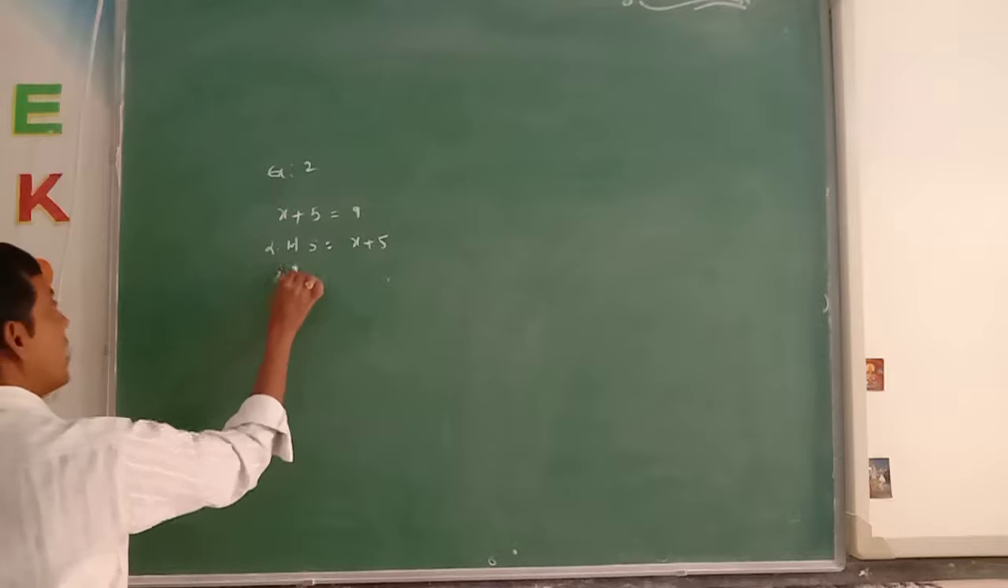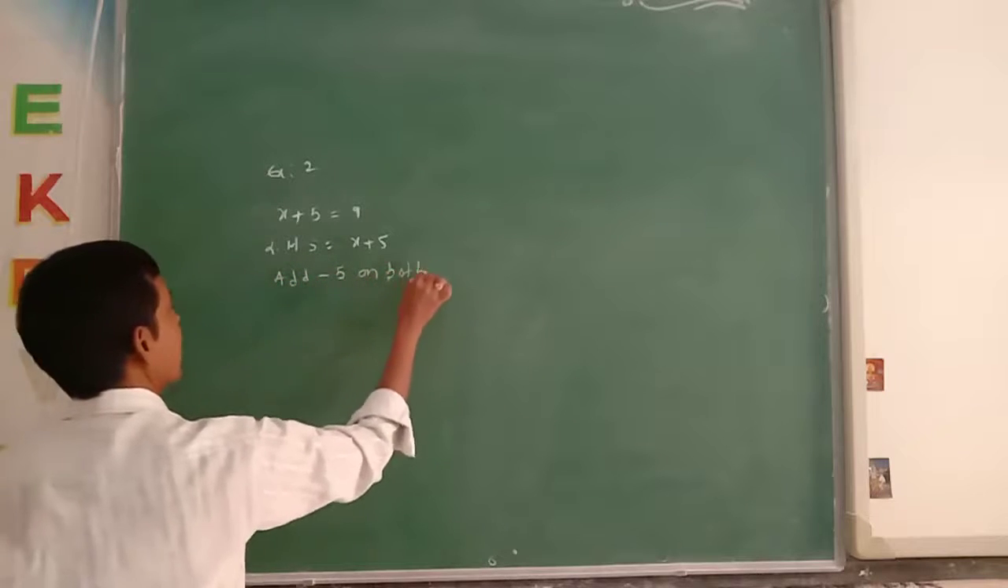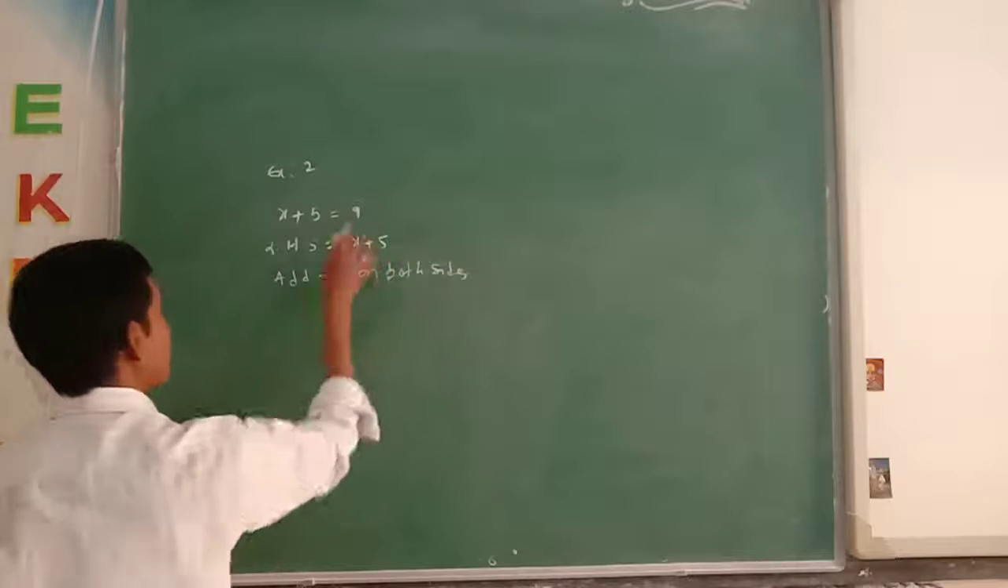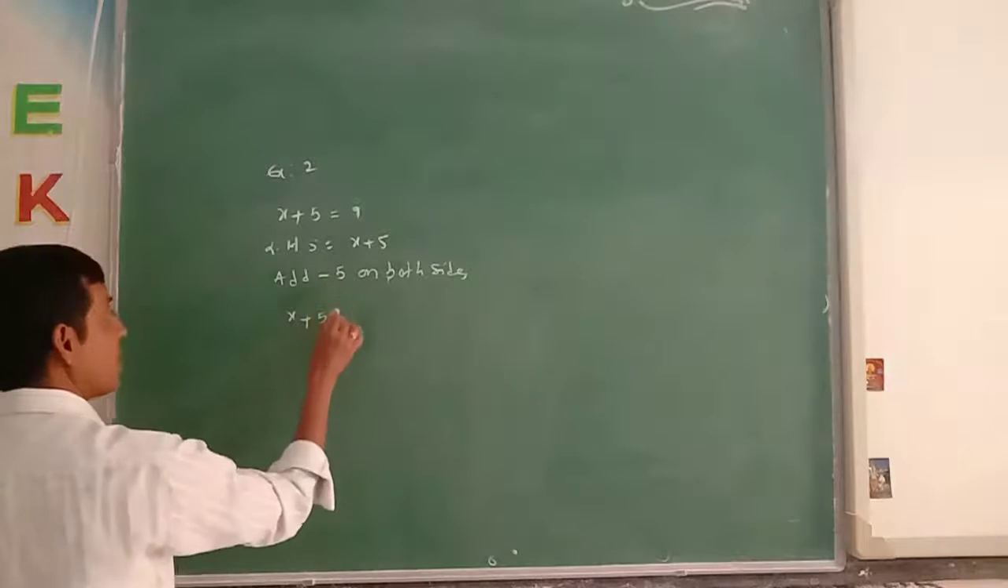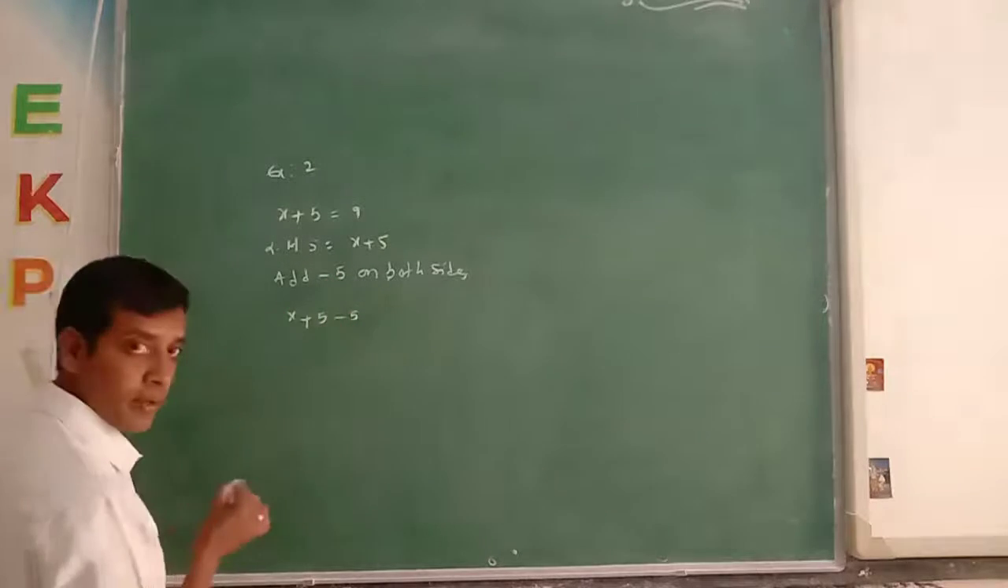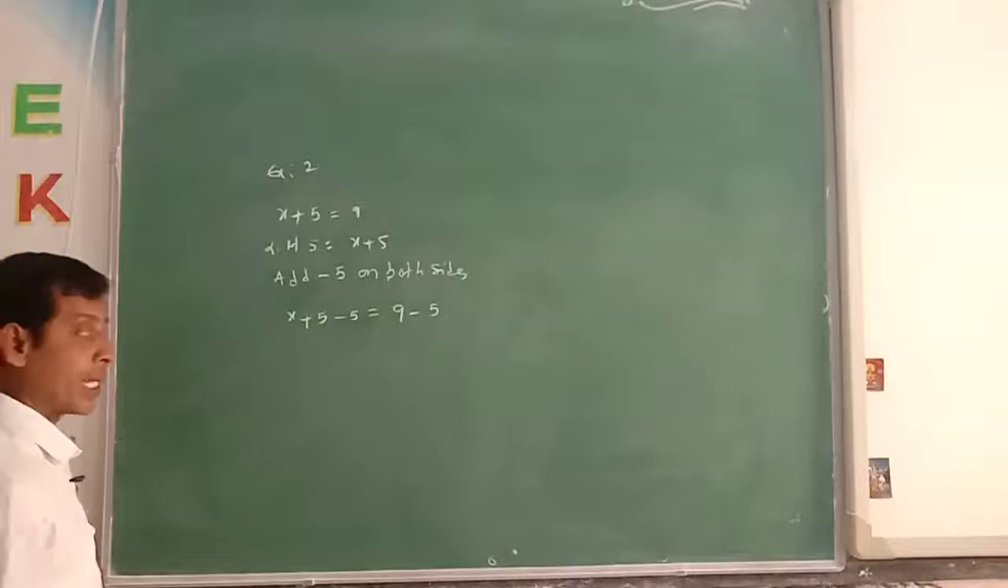Now, you have to add minus 5 on both sides. That means what? X plus 5. Okay? Here what are we doing? Minus 5. We are doing the addition. Here also 9 minus 5. Okay? Next.